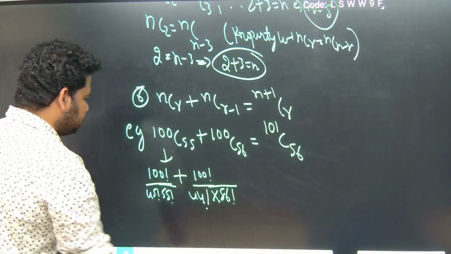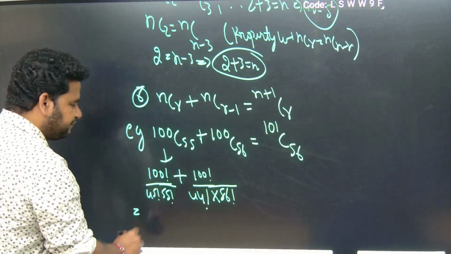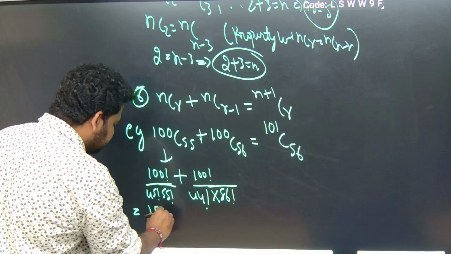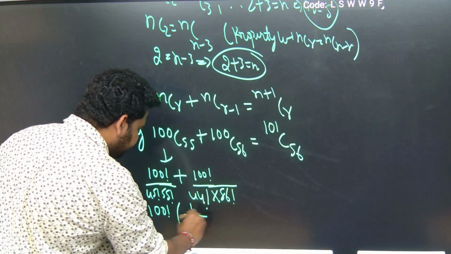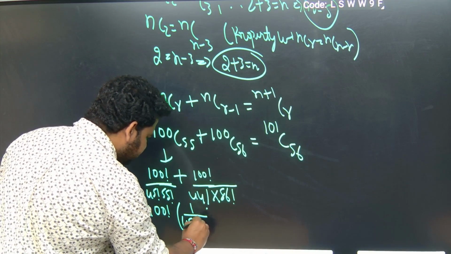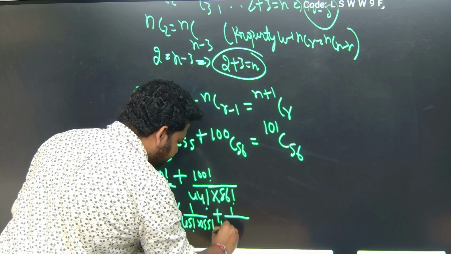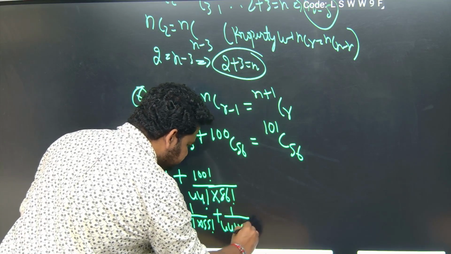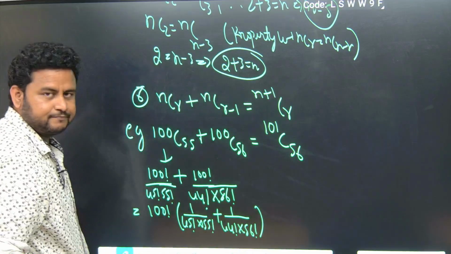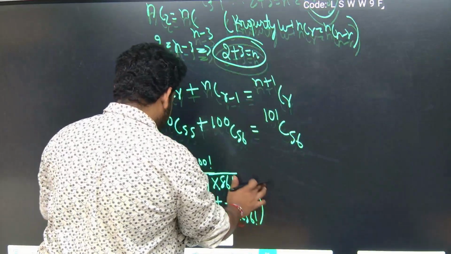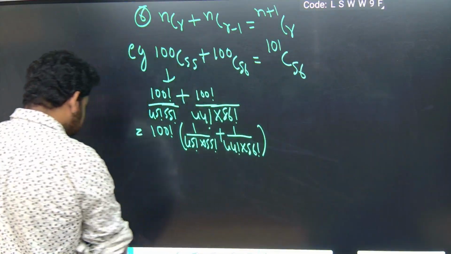So here let us take 100 factorial common. So this will become what, friends? 100 factorial into 1 by 45 factorial into 55 factorial plus 1 by 44 factorial into 56 factorial. This is what we have. Now next thing, observe carefully. This will become what?